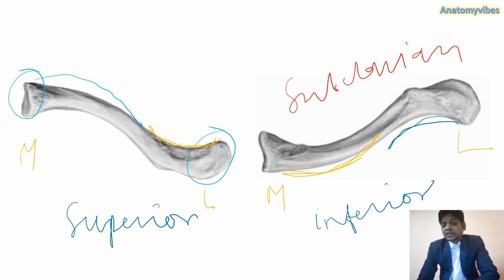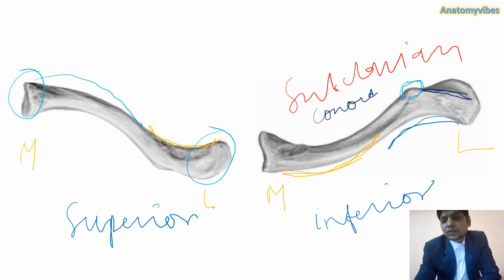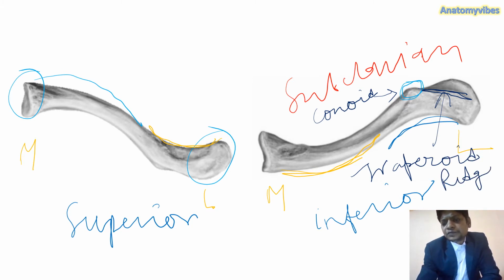Now inferiorly there are some other features which have to be noted. Here you can see a tubercle, and from the tubercle one line is going. This is a ridge. This tubercle is known as the conoid tubercle, and this ridge which you can see here is known as the trapezoid ridge. So these two are important features on the inferior aspect of the clavicle.